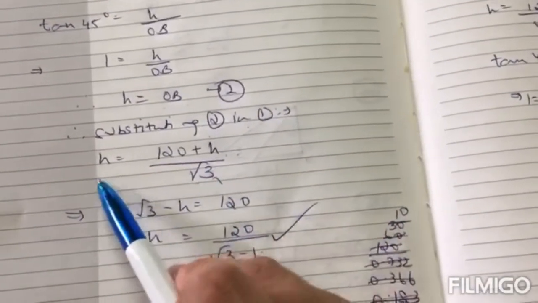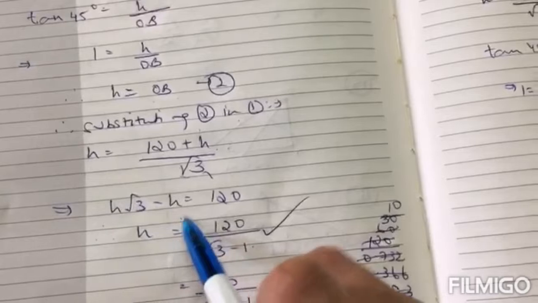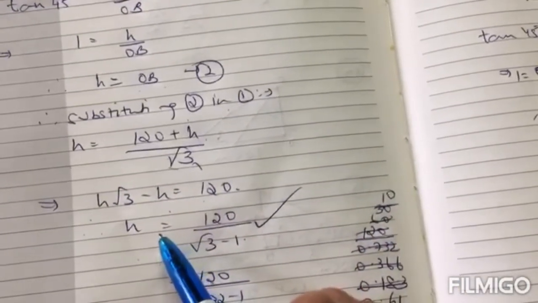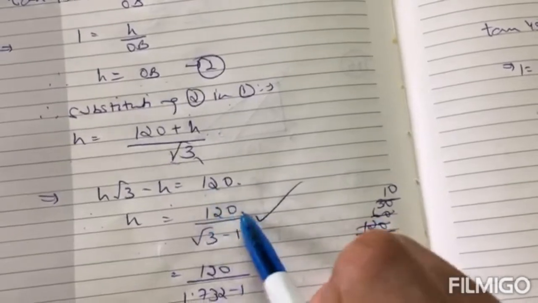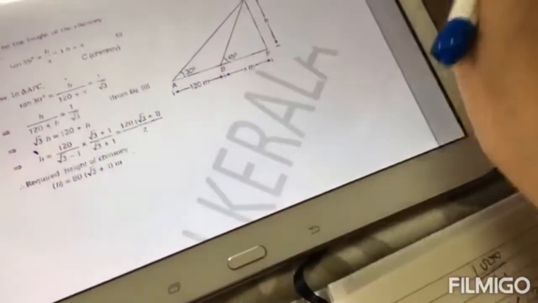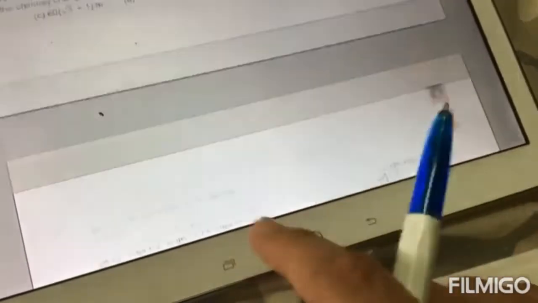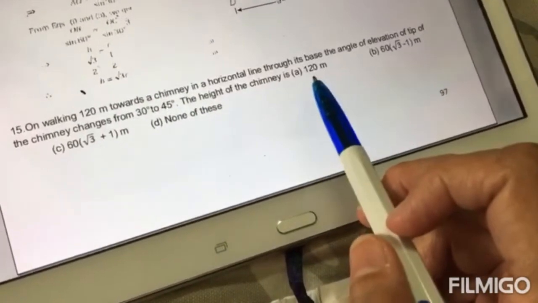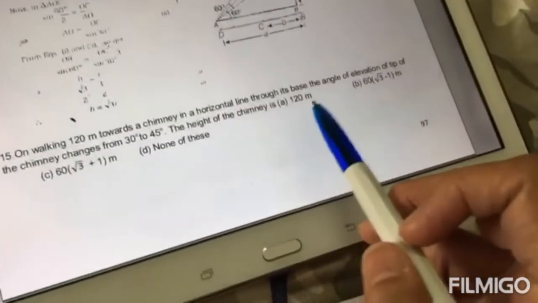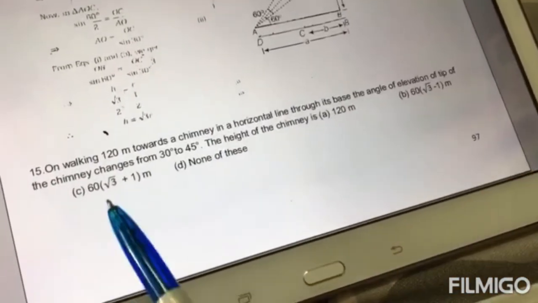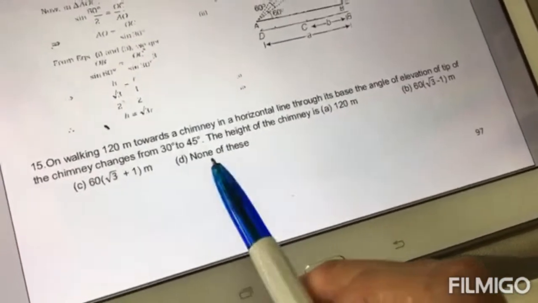If you cross multiply, it will be h root 3 minus h is equal to 120. Therefore, h is equal to 120 divided by root 3 minus 1. Once we get this, see if your answer is any one of the answer choices. It is not 120 meters, right? Is it 60 into root 3 minus 1? No, not quite. Is it 60 into root 3 plus 1? No. Is it none of these?